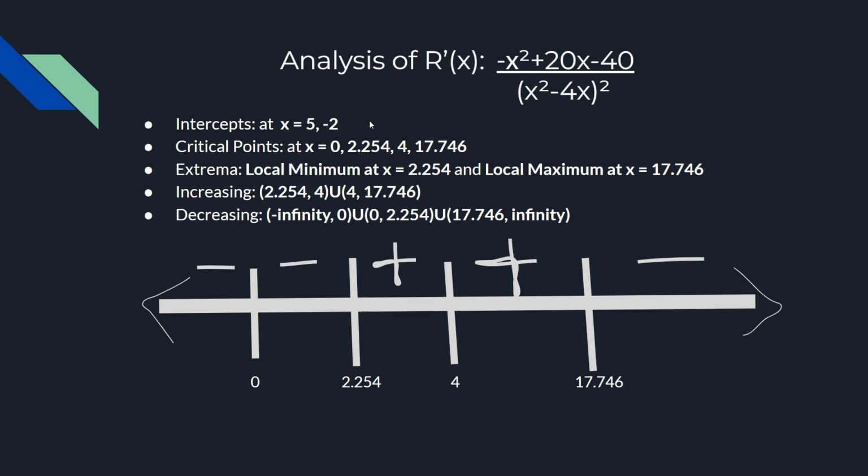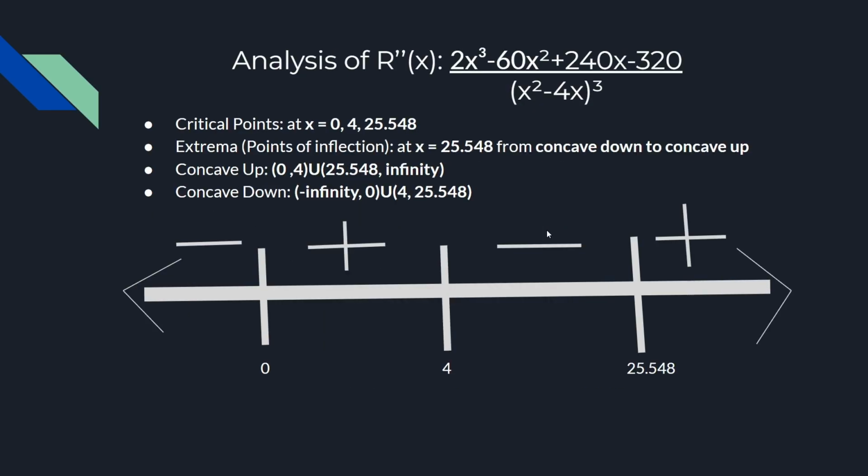So here's my analysis of the first derivative. We have intercepts at x equals 5 and negative 2, critical points at x equals 0, 2.254, 4, and 17.746. There's a local minimum at x equals 2.254, and then a local maximum at x equals 17.746. R(x) is increasing on this interval, and then it is decreasing on this interval.